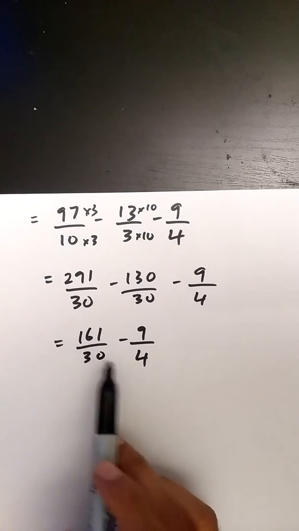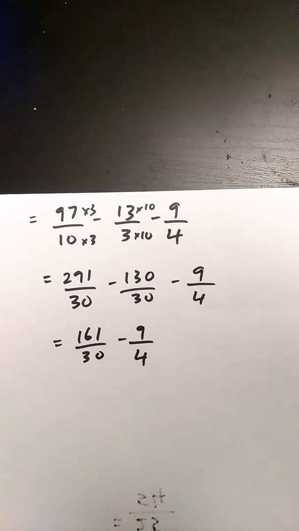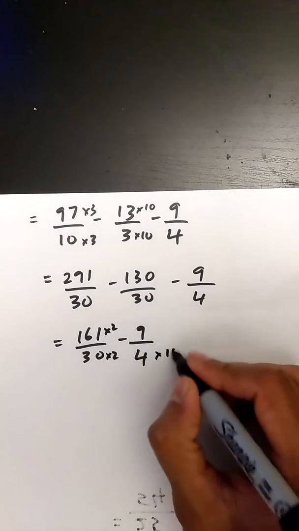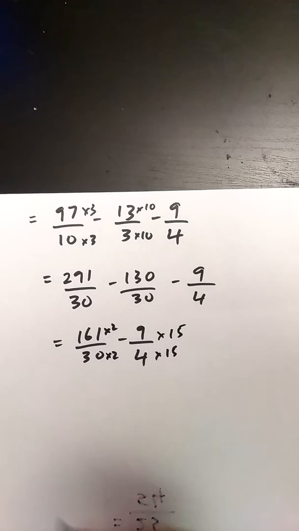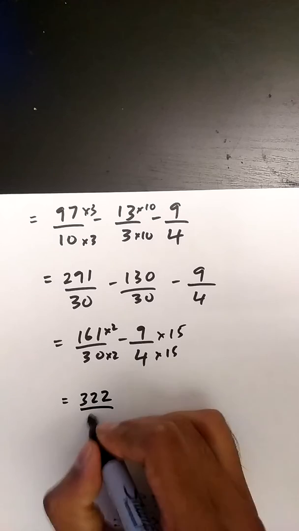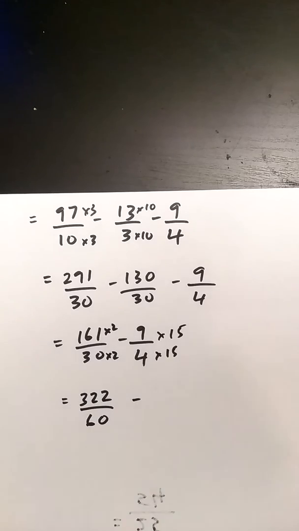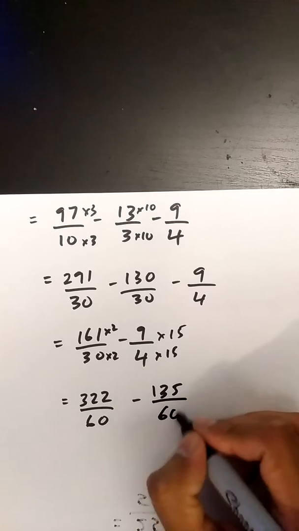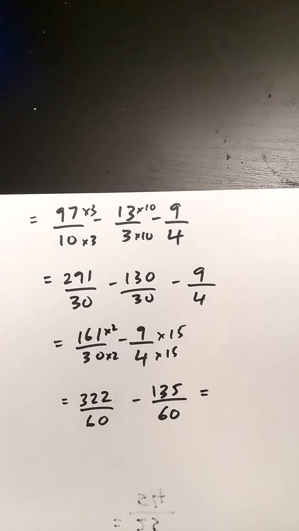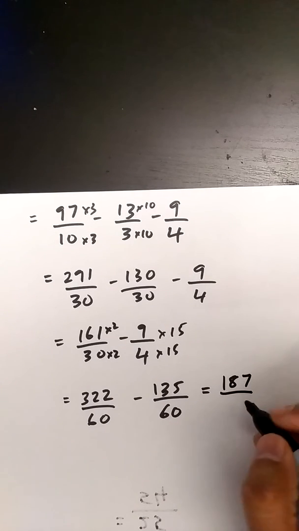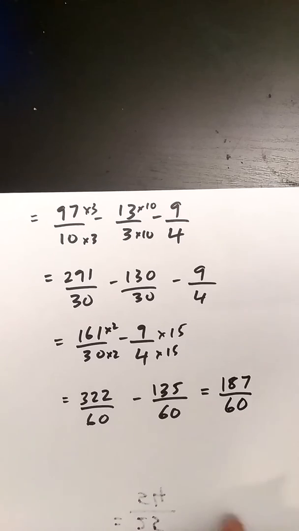Again, looking for my common denominator between 30 and 4. I'm going to go with 60, multiplying by 2 and by 15. Final solution 187 over 60.